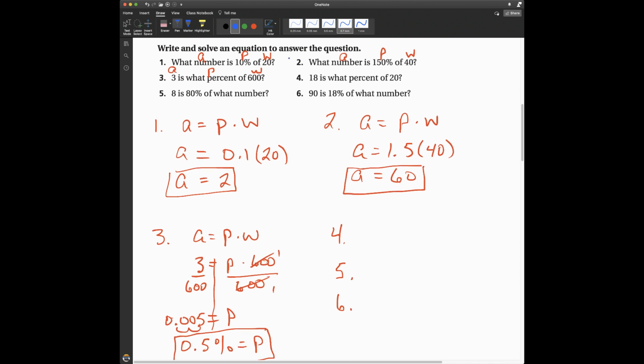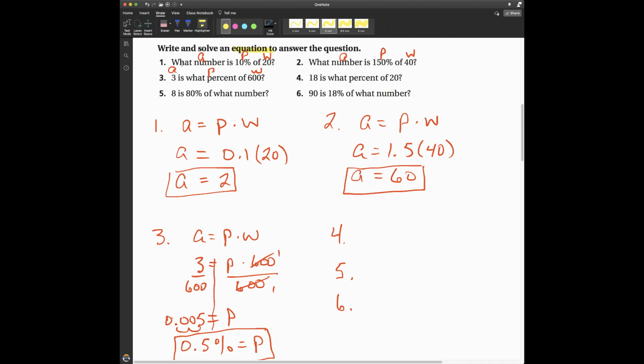It says write and solve an equation. The directions in section 6.3 said write and solve a proportion. So that's how you can tell in the directions which formula they would like you to use. Write and solve an equation means use the percent equation.